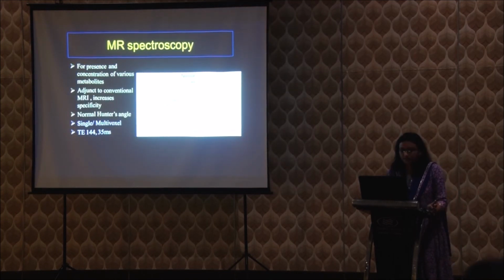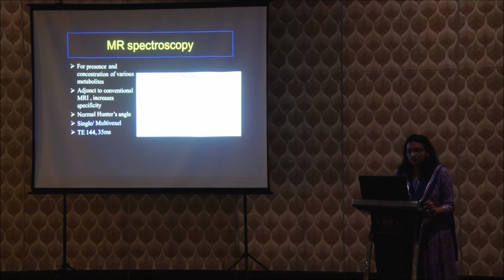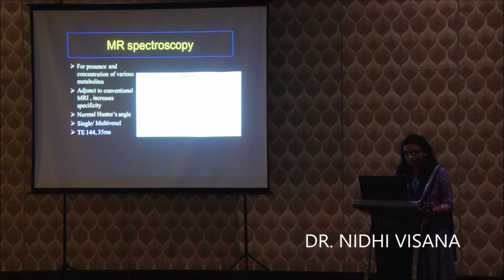So the next specialized sequence is MR spectroscopy. It is used for detecting the presence and concentration of various metabolites. It should always be used as an adjunct to the conventional MRI sequences. However, it increases specificity. So the normal curve looks like this: there's a small choline peak and the NAA peak is larger, and the line under which these peaks lie forms an angle of 45 degrees with the baseline, and this is called the Hunter's angle.